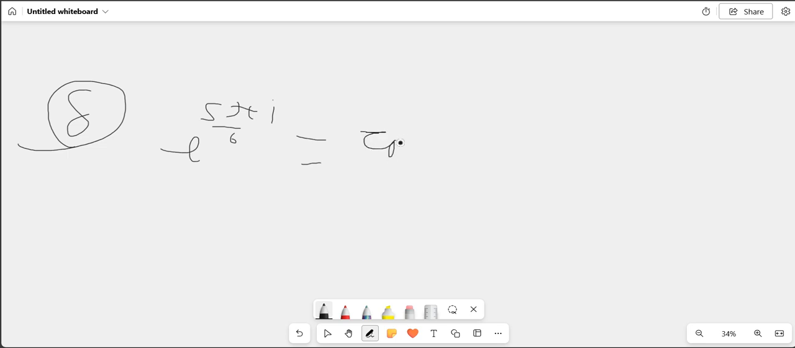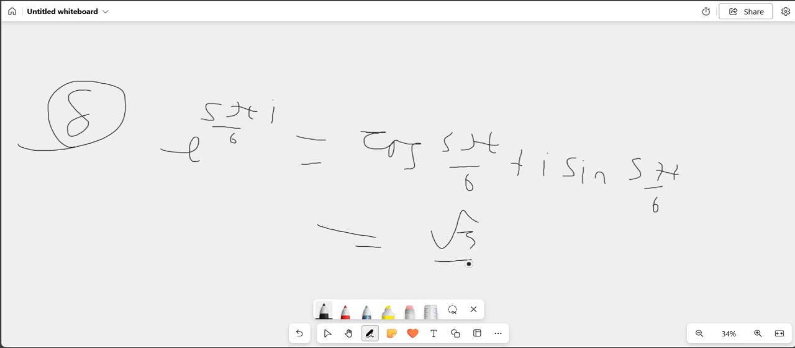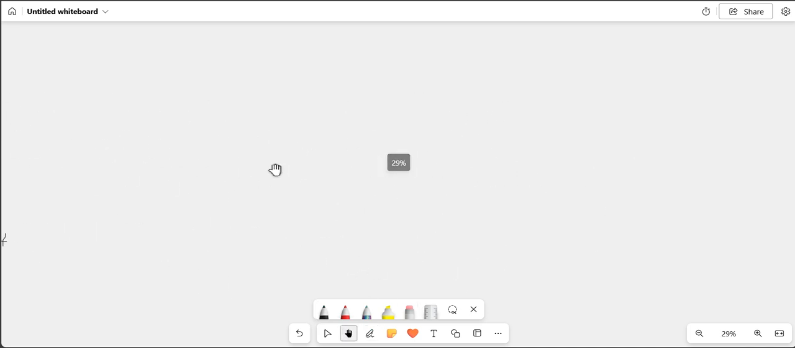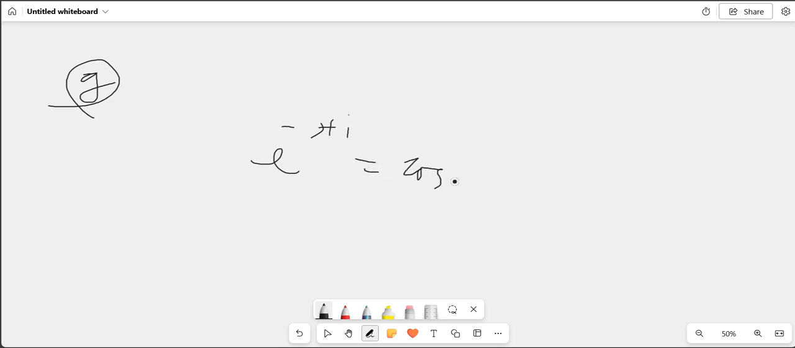F. So the same thing, yeah? So cos 5π/6 plus i sin 5π/6. And then putting that in, that will be -√3/2 plus 1/2 i, yeah? Alright. G. e to the power of -πi. That's cos -π plus i sin -π, yeah? And then again, putting that in, you'll get -1, yeah?